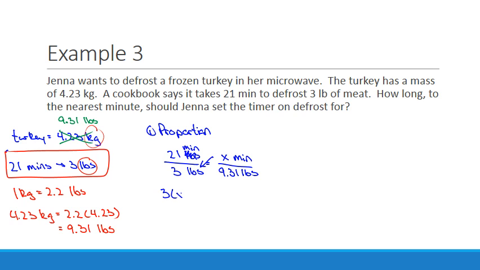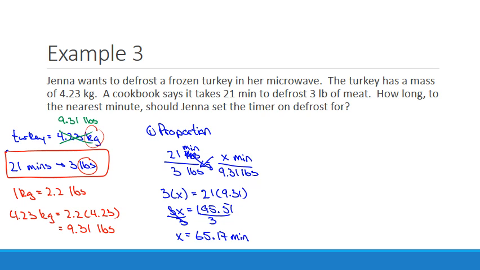So 3 times x. Again, do not take the units with you. They're just there to help you set up the problem. 21 times 9.31. So 3x equals 195.51. And then I divide both sides by 3. X equals 65.17 minutes.